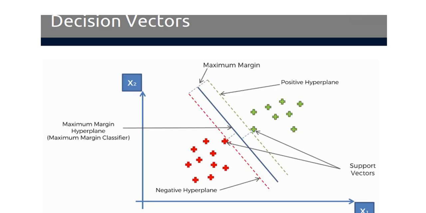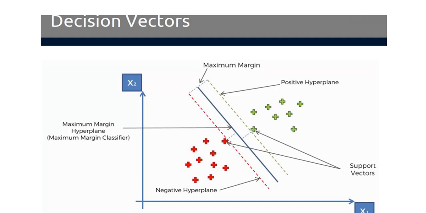Think about it like a cricket pitch. Imagine that the red players are standing on one side and the green players are standing on the other side. We want to place a boundary between them. If that boundary is too close to one group, even a small change in a player's statistics could cause a wrong classification. Therefore, SVM tries to keep the boundary as far as possible from both groups. So this is called the maximum margin principle.